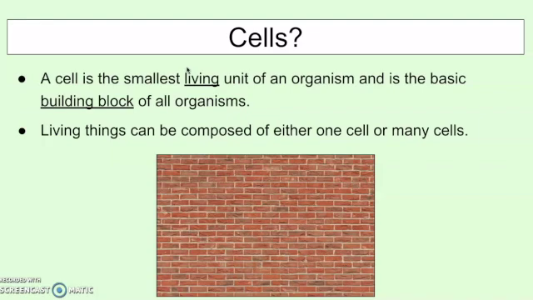Living organisms, on the other hand, do. So yes, they're made of atoms and molecules, but these atoms and molecules come together to form these living, functioning structures called cells. So something to point out is that living things can be composed of either one cell, which would make them unicellular, or many cells, so multicellular.